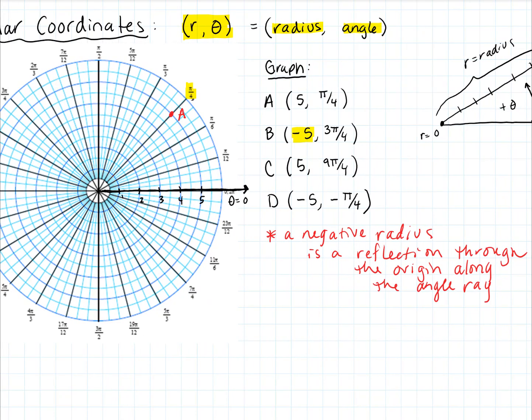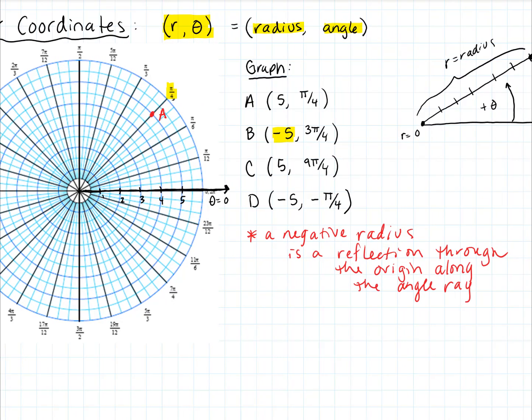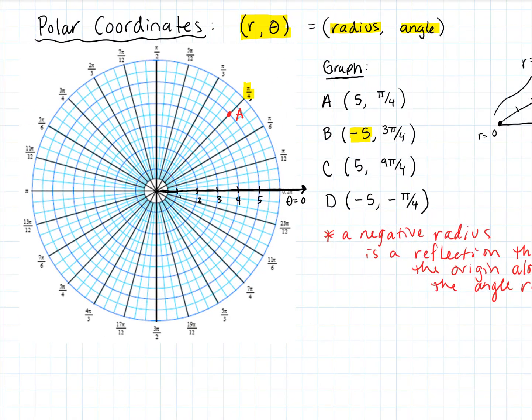So a negative radius actually takes us, we're going to go to 3 pi over 4, the angle ray 3 pi over 4, but then we're going to reflect along that ray. The negative radius will reflect us along that ray through the origin to the 7 pi over 4 mark. So 3 pi over 4 would be right here. If we had a positive 5, we'd be out here at positive 5, but that's not where we're actually reflecting through. So we're going to be down here and reflect right through the origin.